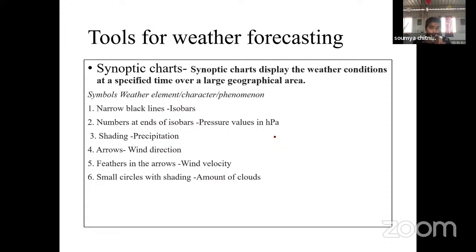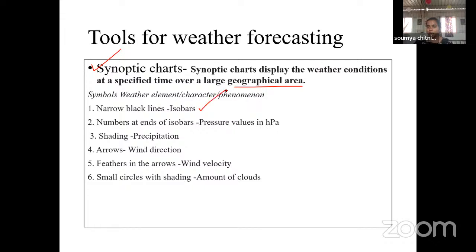And what are the tools usually used for weather forecasting? There are 2 tools we usually use. One is the synoptic chart, which gives symbols and shows the condition. Even if you Google or update the weather on your phone, you will see the cloud picture, the rainy picture, or the sunny picture, right? Such kinds of charts we call synoptic charts. They display weather conditions at a specific period over a larger area.